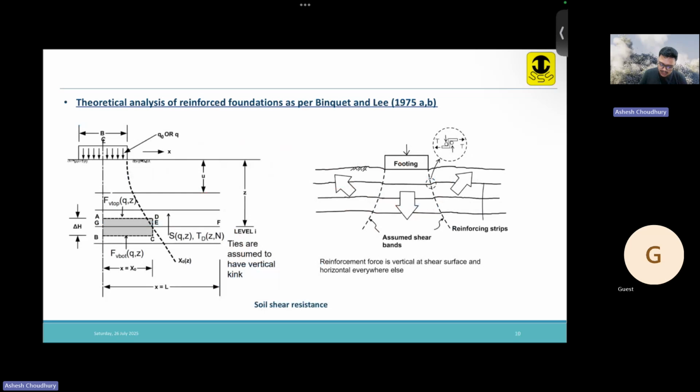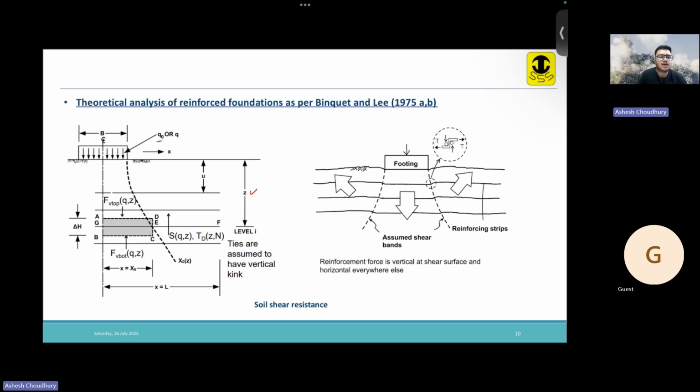Now you can see here we have this stress distribution, that is Q naught or Q, that is active. The stress distribution is there at the ground level. And at any depth Z, we are considering a soil section, soil section ABCD.